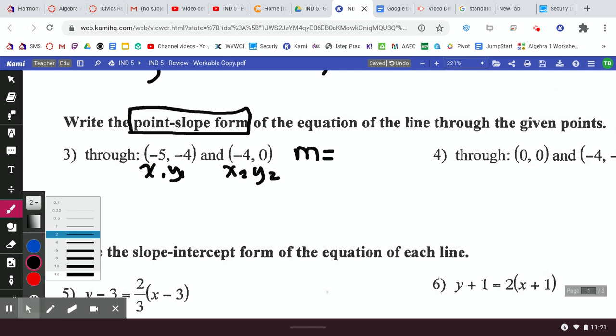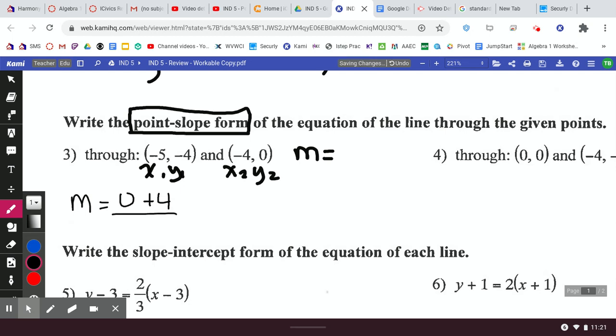I'm going to make this a little bit thinner. That's really hard to write. Okay, so we've got m equals, our y2 is 0 minus a minus 4 goes plus. Our x2 is negative 4 minus a minus 5 goes plus. On the top, 0 plus 4 is 4. On the bottom, negative 4 plus 5 is positive 1, so that reduces to 4. So our slope, or our m, is 4.